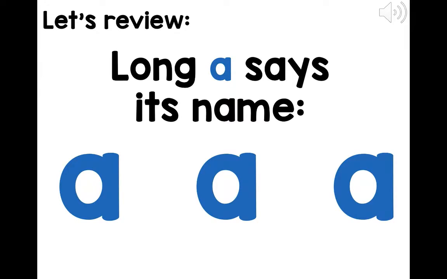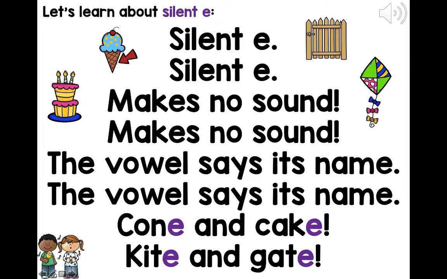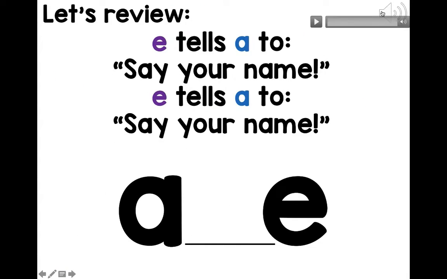A. So long A says its name. Silent E, makes no sound, makes no sound. The vowel says its name, the vowel says its name. Cone and cake, kite and gate. E tells A to say your name. E tells A to say your name.